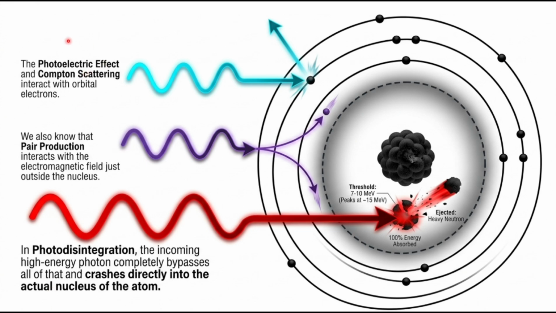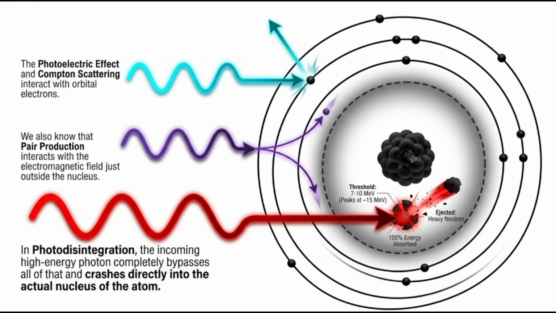We know that in photoelectric effect and Compton scattering, the photon interacts with orbital electrons. In photoelectric interaction, the incident photon interacts with a tightly bound inner shell electron. In Compton interaction, the incident photon interacts with a loosely bound outer shell electron. And we just learned in our previous video that in pair production interaction, an incident high energy photon interacts with the electromagnetic field just outside the nucleus.